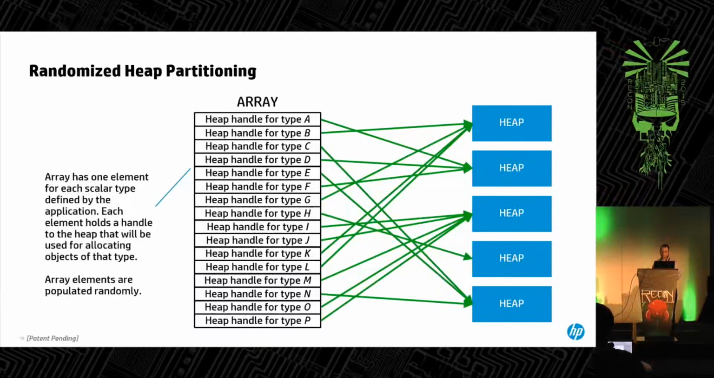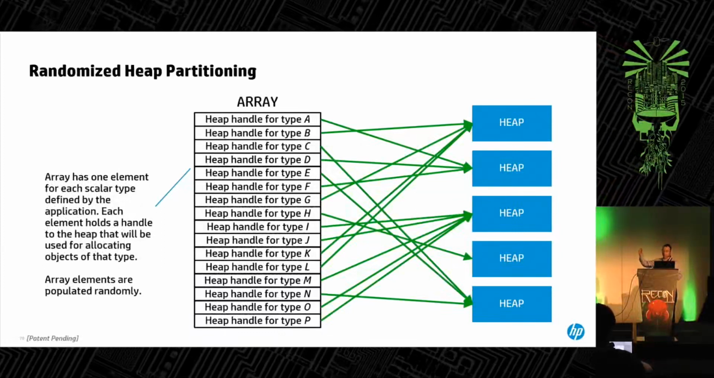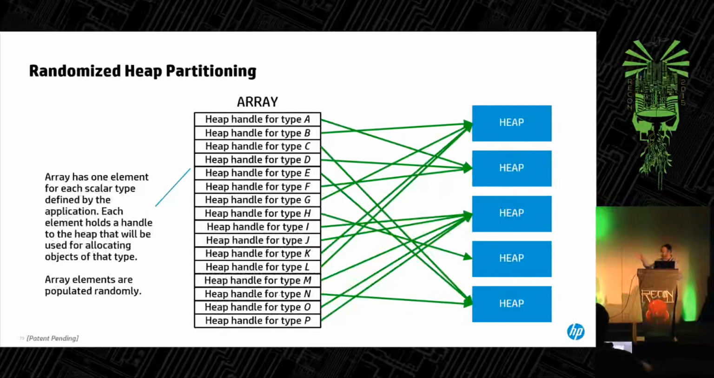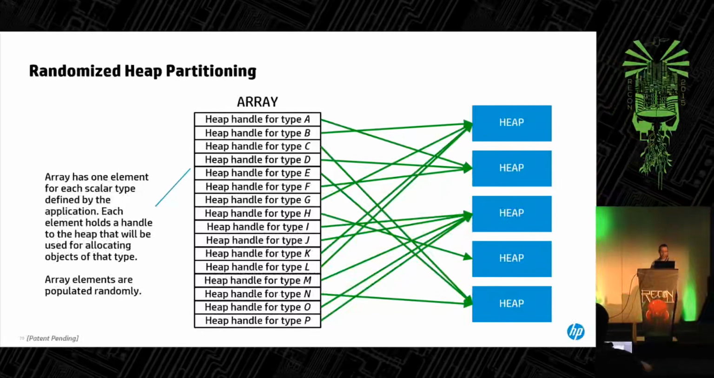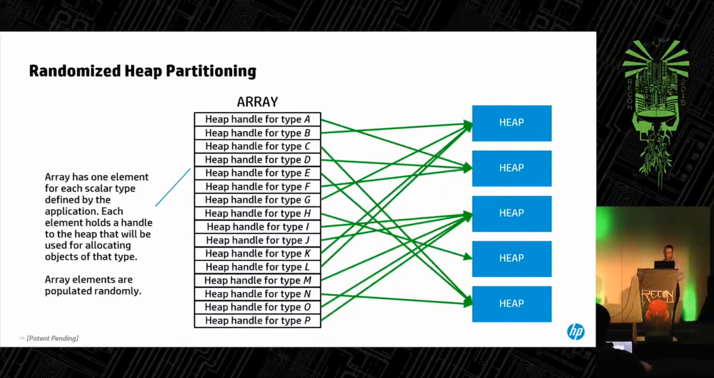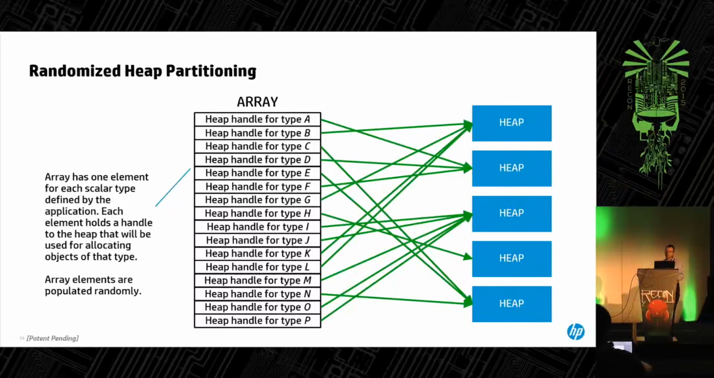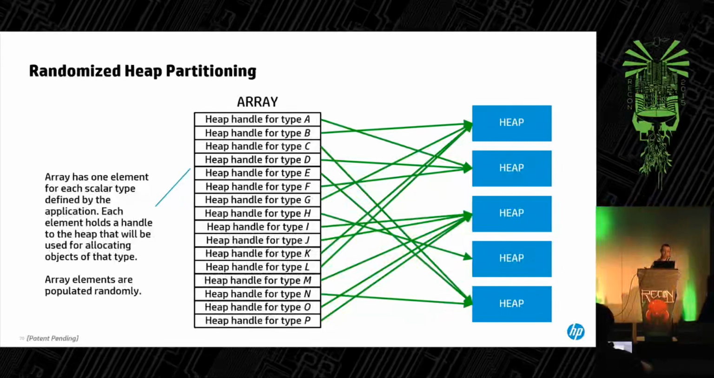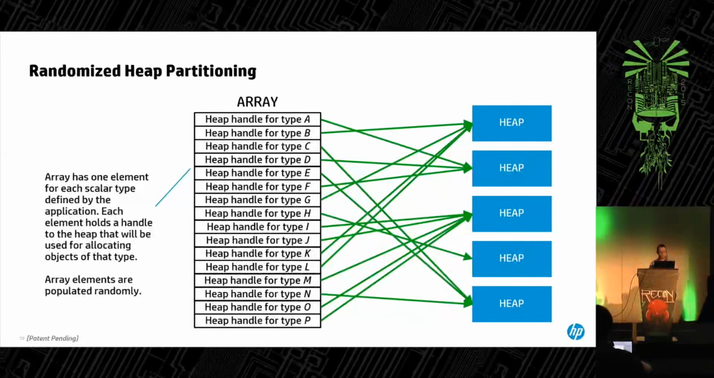The initialization code then populates each element of the array with a heap handle chosen at random from among the available heaps. Then whenever application code performs a heap allocation of a particular scalar type, it just looks up the appropriate heap handle in the array and uses that heap. And the same applies to deallocation.